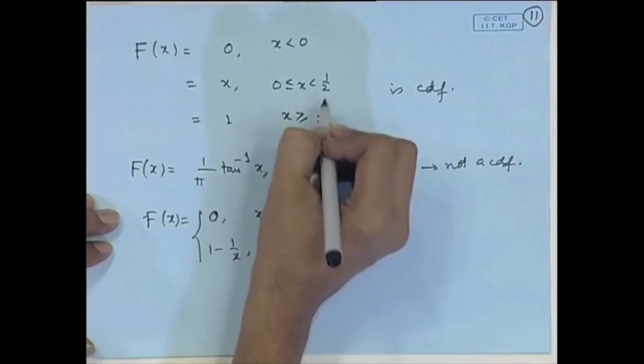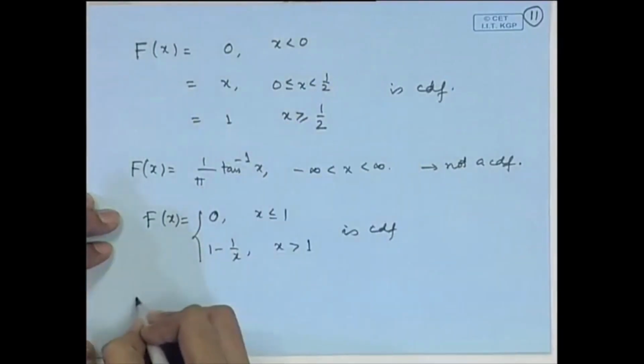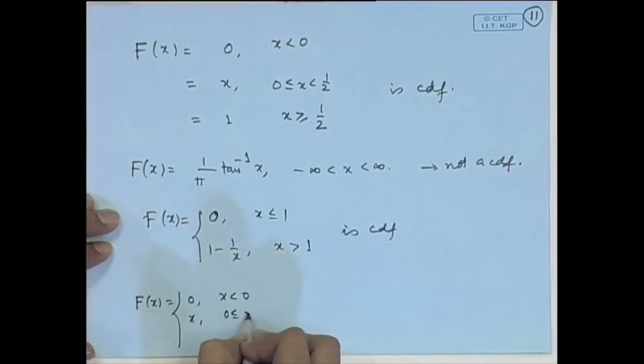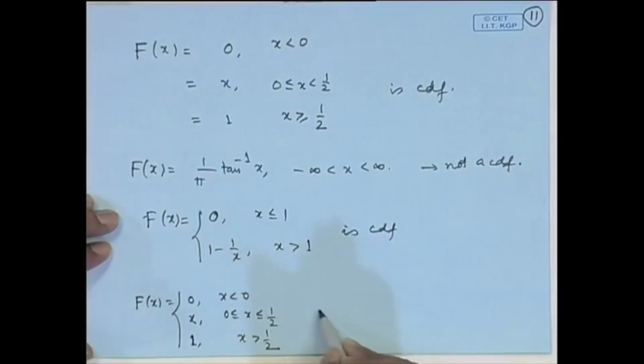Suppose here I change to f(x) is equal to 0 for x less than 0, x for 0 less than or equal to x less than or equal to half, it is equal to 1 for x greater than half. Then you see here the condition of continuity from the right at the point x equal to half is violated, because as x tends to half from the right, the limit is 1, but the value at x equal to half is half. So, it is not continuous from right. So, this is not a CDF.